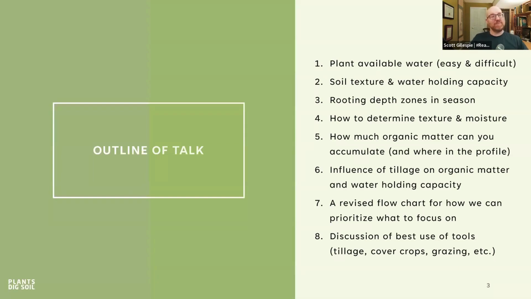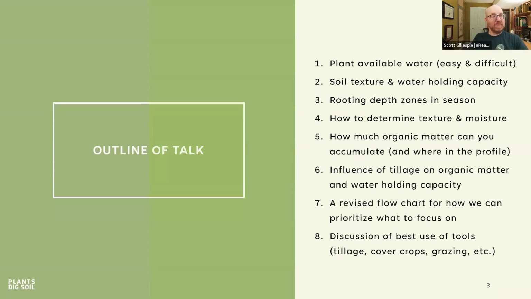So I'm going to go over, first of all, I'll go through this first and then I'll get back to the resources. I'm going to go through plant available water and the easy and the difficult water that it can encounter. I'm going to cover soil texture and water holding capacity. I'm going to go through rooting depth and zones in season because you can have different soil textures. The plants are going to different rooting areas and they can draw from different areas in season.